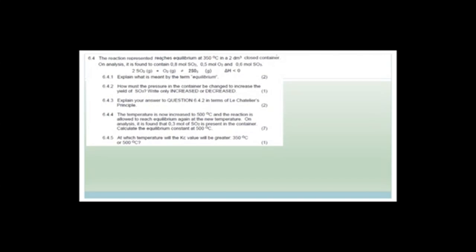It says the reaction represented reaches equilibrium at 350 degrees Celsius, in a 2 dm³ container. On analysis, it is found that 0.8 moles of sulfur dioxide, 0.5 moles of oxygen, and 0.6 moles of SO3 are contained at equilibrium. So they give you the equation: 2SO2 + O2 is in dynamic equilibrium with 2SO3, and delta H is smaller than 0, which means it's an exothermic reaction.